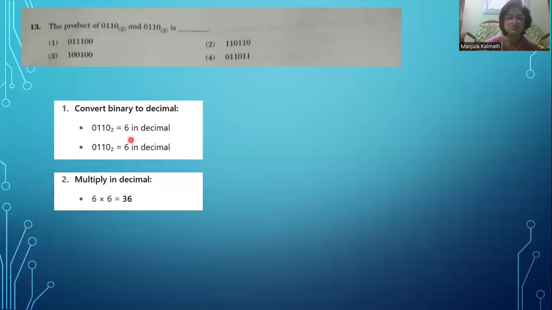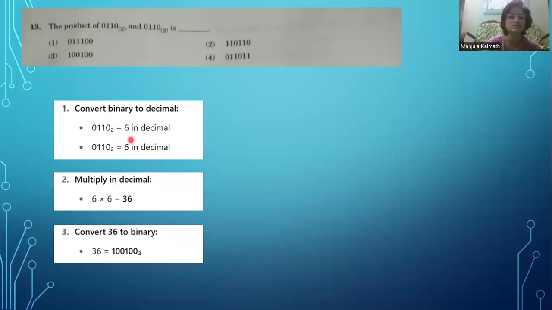6 into 6 will be 36, and this 36 once again we have to convert into binary. Means we divide 36 by 2 and collect the remainders in reverse order. That will be 1 0 0 1 0 0. So the result of this question is the third option.